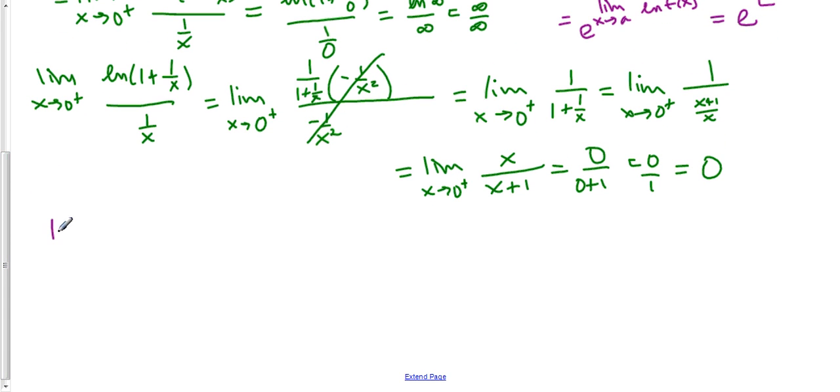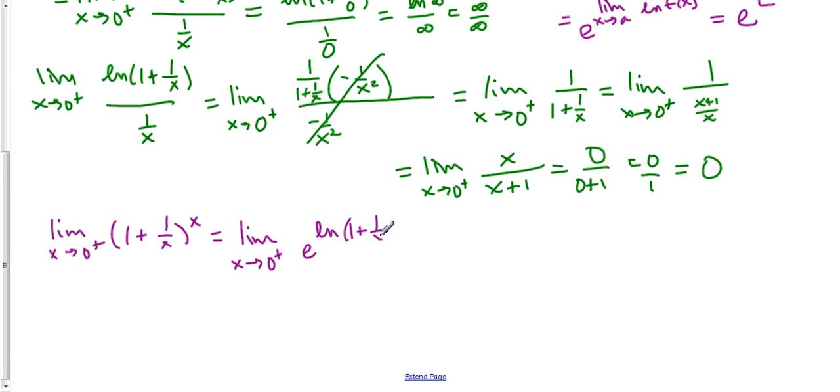And what I really want to find is the limit as x goes to 0 from the positive side of 1 plus 1 over x, to the x. And I'm finding that by taking the limit as x goes to 0 from the positive side of e to the natural log of 1 plus 1 over x, all to the x. And realizing that this is e to the limit as x goes to 0 from the positive side of the natural log of 1 plus 1 over x to the x, but I've already figured out what that limit is.